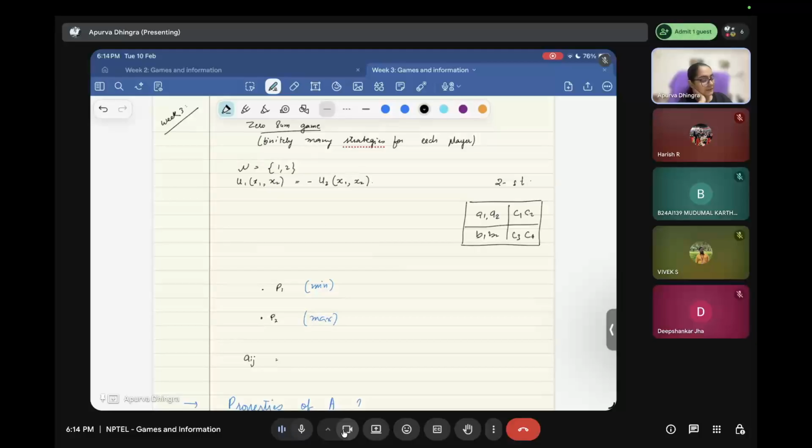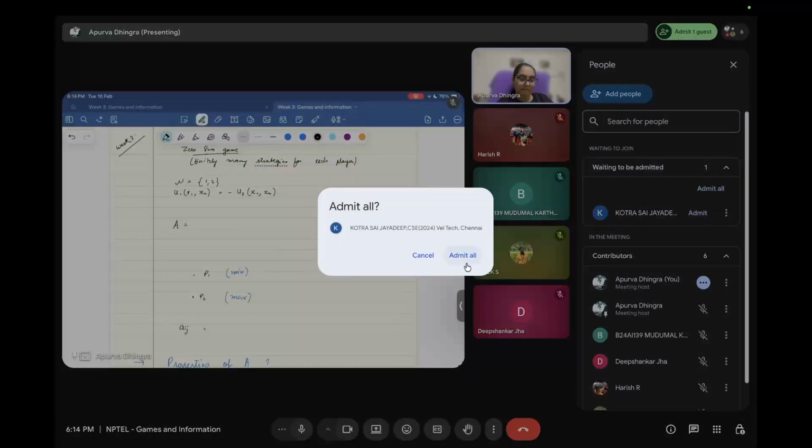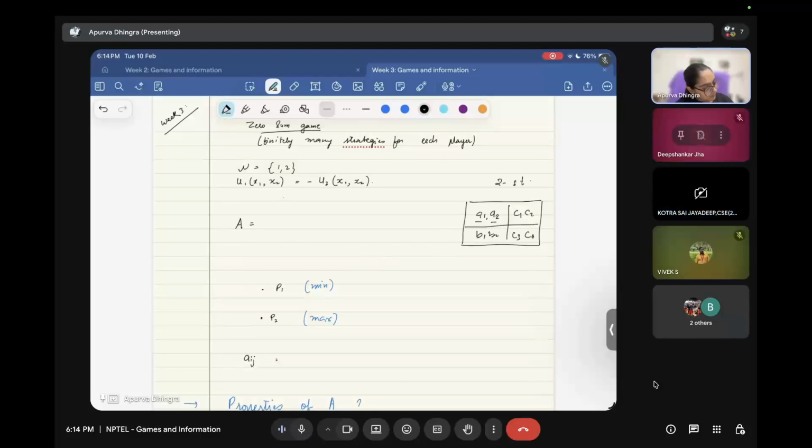But here, since there is a very specific property for the utility function itself, we don't have to worry about both a1 and a2. One is enough to tell what the other one is. So the payoff matrix that is generally written tells us the payoff or the utility of agent 1 or player 1. So that is written in this form.